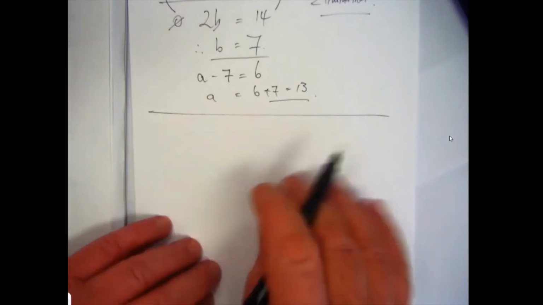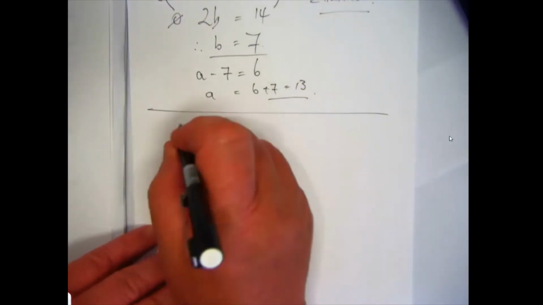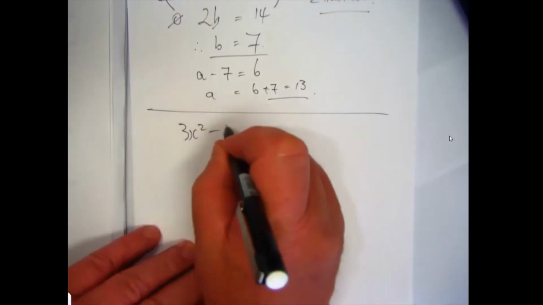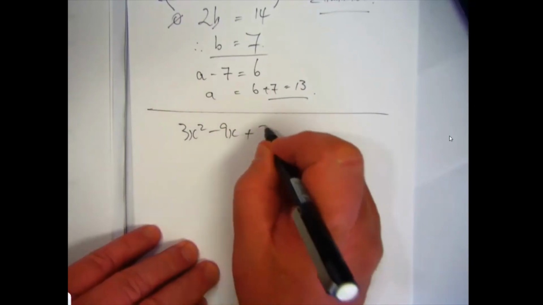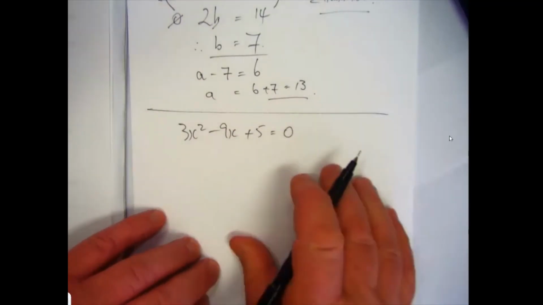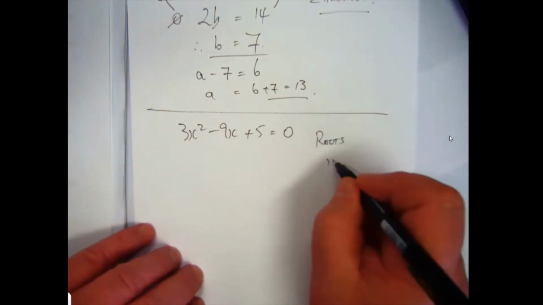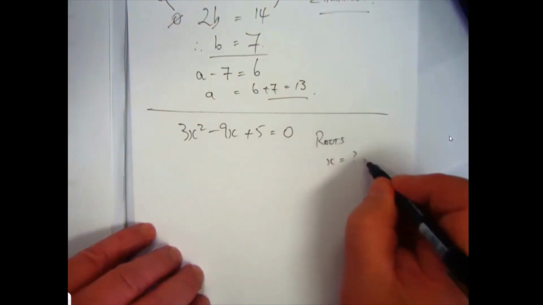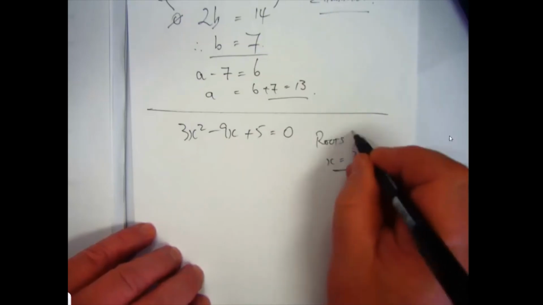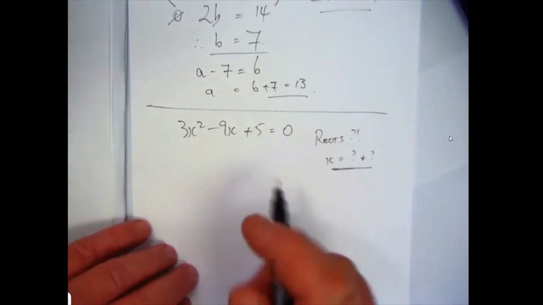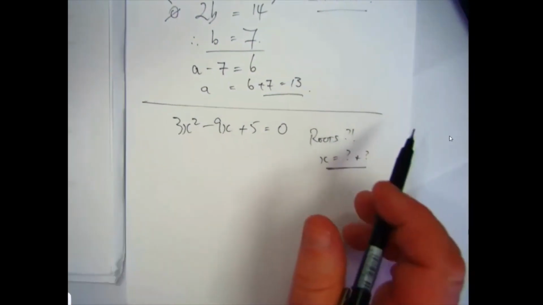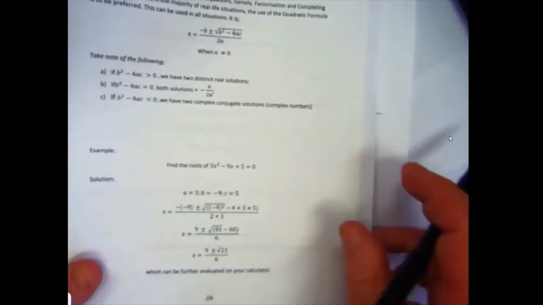Okay, now here's the first example. It says find the roots of 3x squared minus 9x plus 5. In other words, when it said find the roots, the word roots there simply means the values of x. Normally there'll be 2. Okay, so this is what we do. Using the formula, okay, let's just go back to this formula.